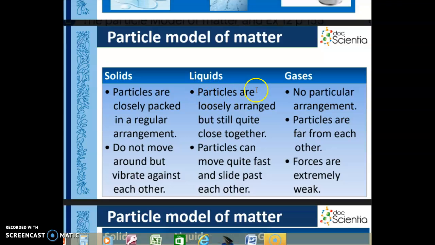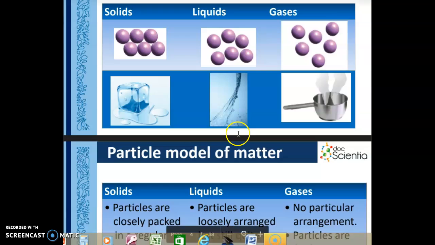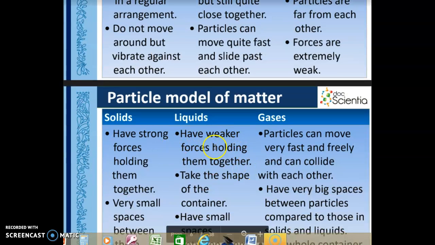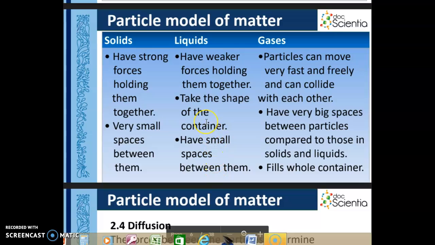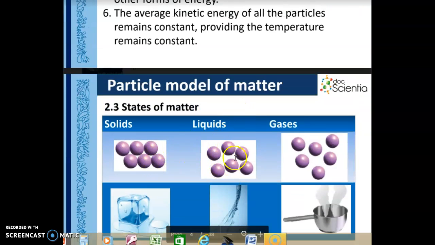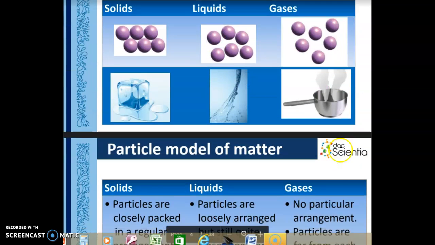Liquids. The particles are loosely arranged, but still quite close together, as you can see there. Particles can move quite fast and slide past each other. They have weaker forces holding them together, and they take the shape of the container. If you think of water, when you pour it into any type of glass, it takes the shape of that glass. And they have very small spaces between them. As you can see, small spaces, but not as small as the solid.